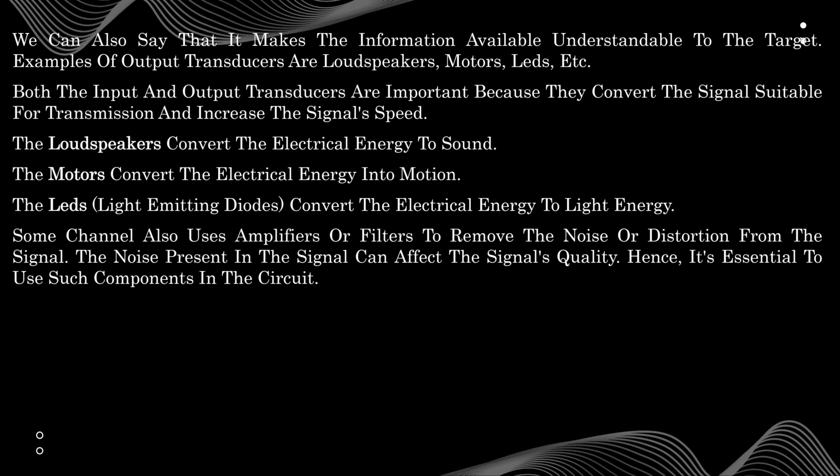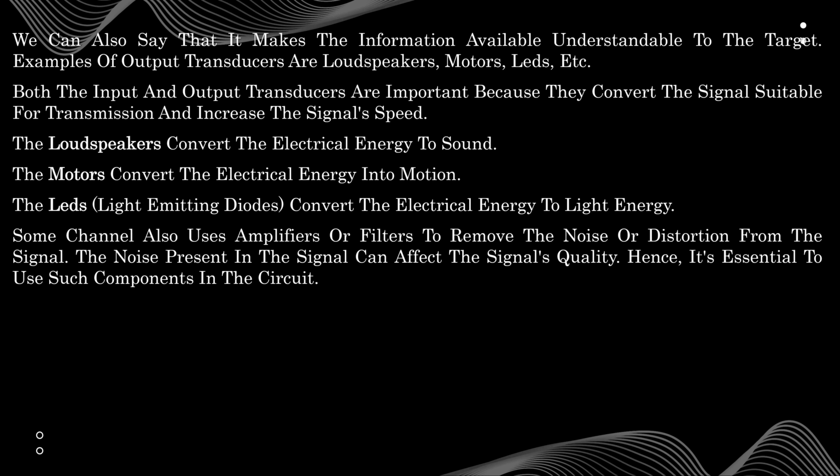We can also say that it makes the information available and understandable to the target. Examples of output transducers are loudspeaker, motor, LEDs, etc. Both the input and the output transducer are important because they convert the suitable signal from the transmitter and increase the signal speed. The loudspeaker converts electrical energy to sound energy. The motor converts the electrical energy into motion. The LEDs, light emitting diodes, convert the electrical energy to light energy.